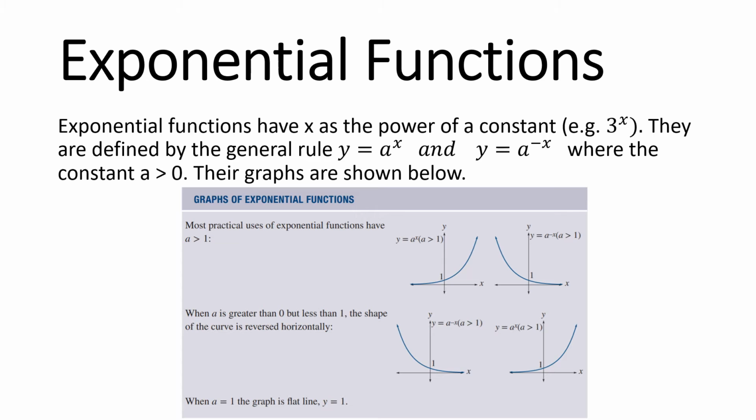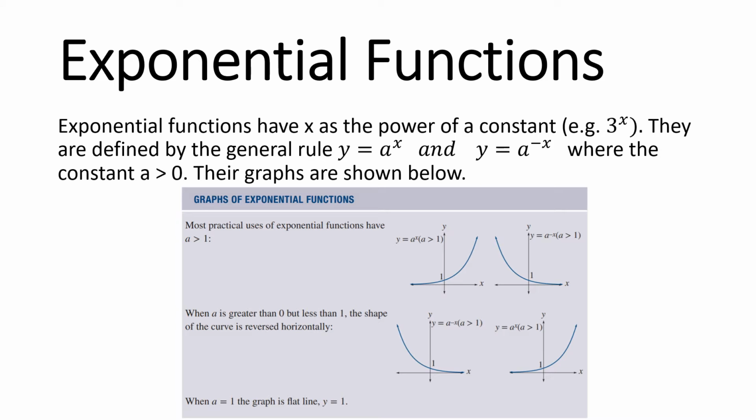Exponential functions. Exponential functions have x as the power of a constant. So for example, 3 to the power of x. They are defined by the rule y equals a to the power of x and y equals a to the power of negative x, where the constant a is always greater than 0. Their graphs are shown below.